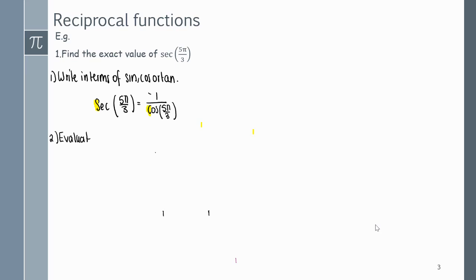So take a few minutes using trig and the unit circle to figure out what is cos 5 pi on 3.